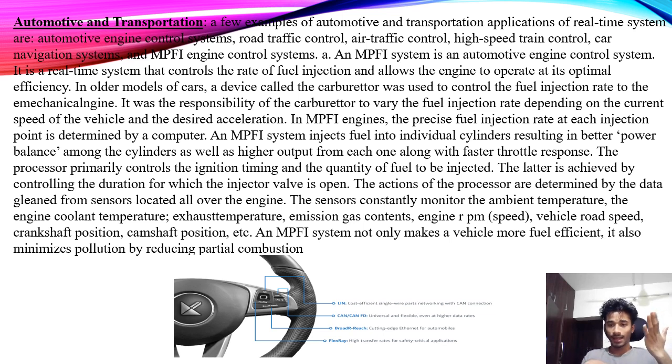The actions of the processor are determined by the data gleaned from sensors located all over the engine. The sensors constantly monitor the ambient temperature, the engine coolant temperature, exhaust temperature, emission gas contents, engine RPM, vehicle road speed, crankshaft position, camshaft position, etc. So, an MPFI system not only makes a vehicle more fuel efficient, it also minimizes pollution by reducing partial combustion. So, moving on to our next slide.